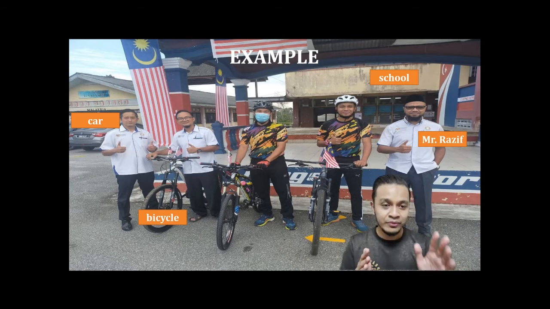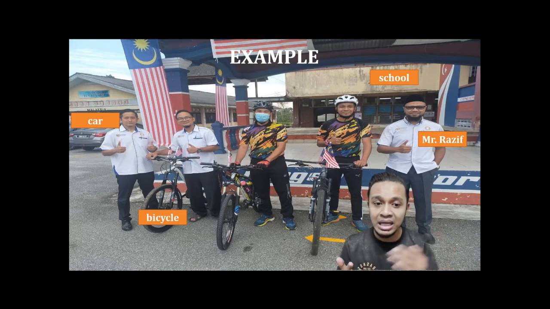So from all of these nouns, you can give adjectives. For example, for the school here: a big school, a clean school, a beautiful school. And then for the car, what can you say about the car? The color of the car is grey, a grey car. It's a good car, or maybe it's a fast car. Ini adalah kereta yang laju.